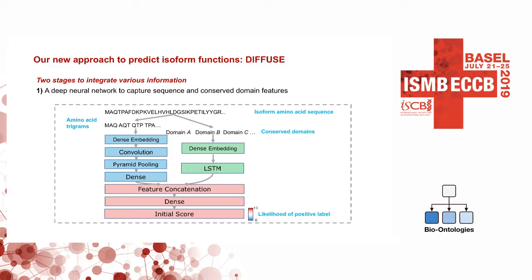So more specifically, in the first stage, two levels of sequence features are extracted from the isoform sequences. First, each isoform sequence is represented as a series of overlapping trigrams, which are fed into the convolutional component to detect their functional motifs or functional sites. On the other hand, domains are extracted from the isoform sequences and are fed into the long short-term memory component to detect their order information. Then the initial prediction is made from the concatenation of these two features.